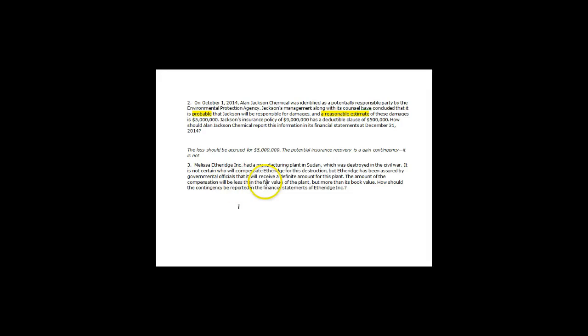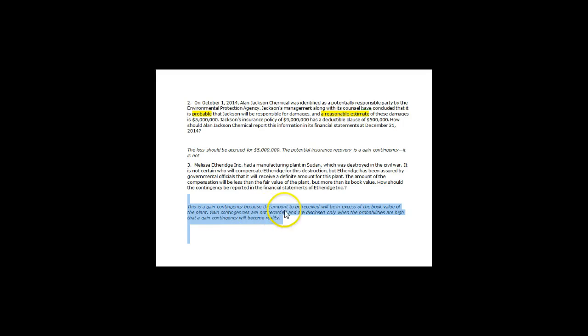they're going to receive less than the fair value, but more than the book value. If you receive more than book value, you have a gain. If cash, you're debiting cash, crediting your book value. Your debit to cash exceeds the credit. You need another credit to balance. That's going to be a gain. So this is actually a gain contingency. Gain contingencies, we don't do anything.